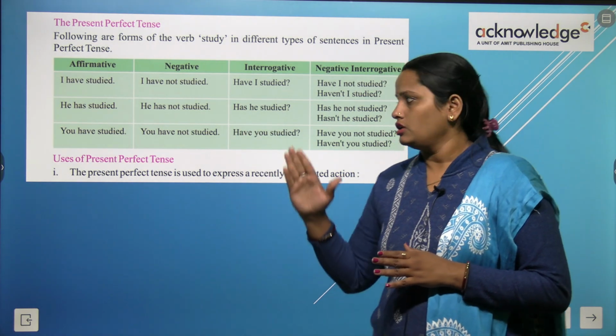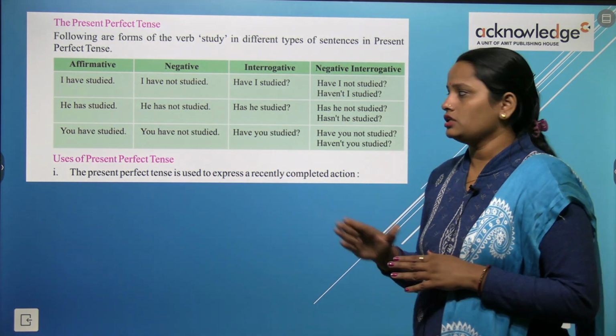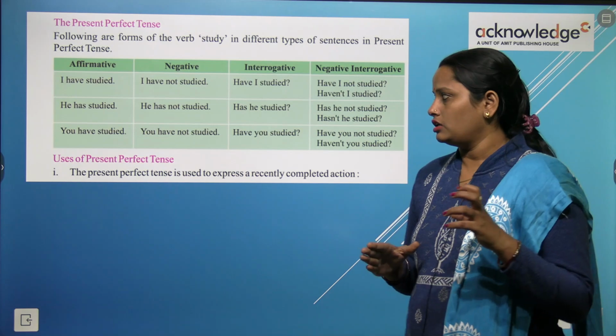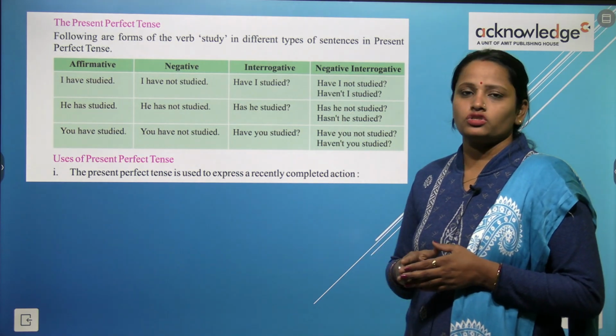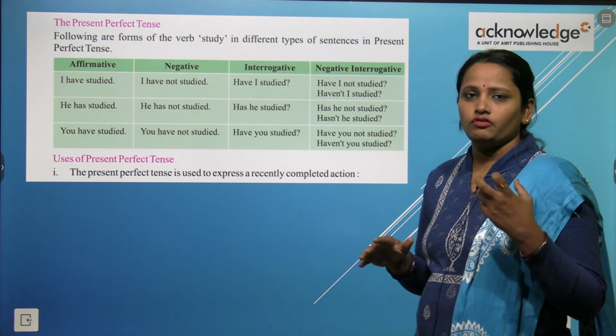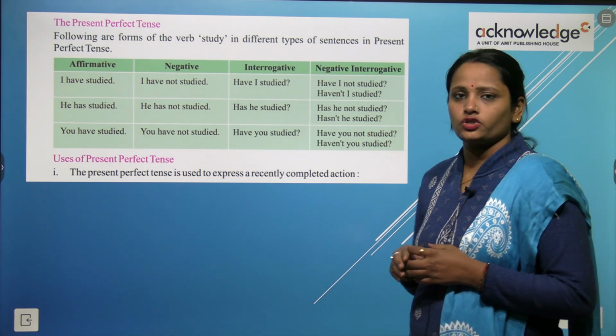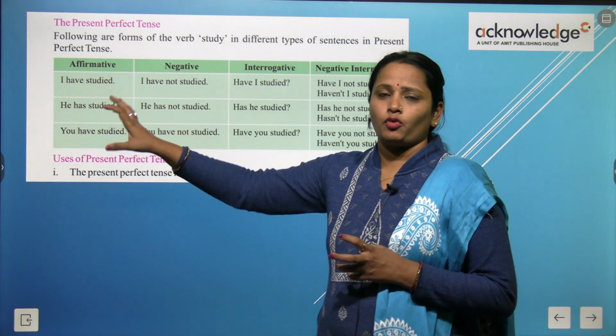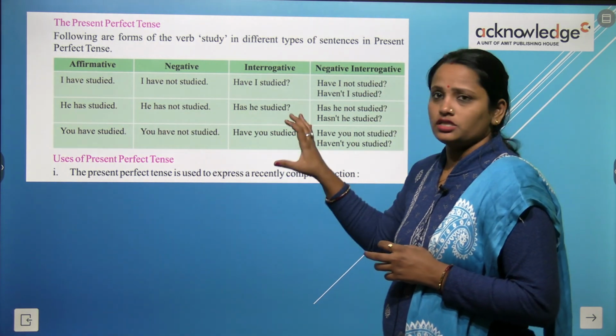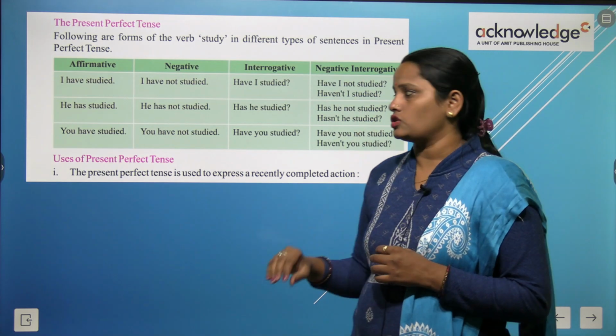Have you studied, have you not studied, have you studied, have you not studied, or haven't you studied. So these are a few of examples. कैसे करना है in the positive, then negative, then interrogative and negative interrogative.